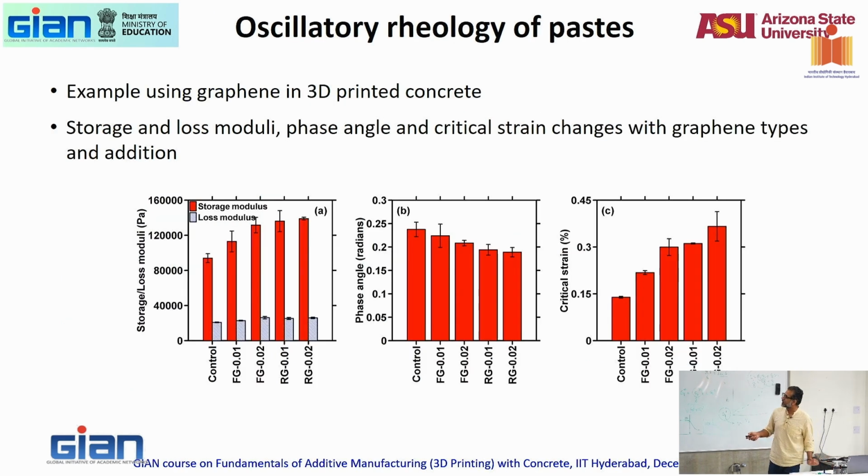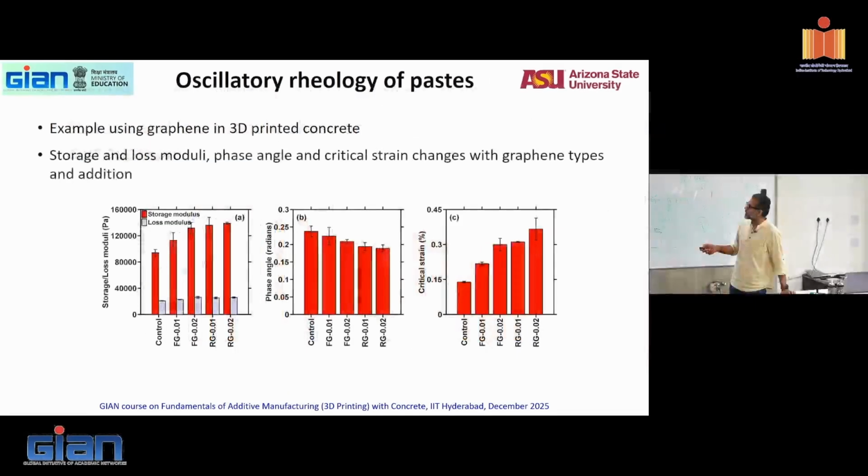Here are a bunch of examples where graphene was used in 3D printed concrete. You can use the storage modulus, G prime, and the loss modulus, G double prime, values here. The phase angle goes down as the material becomes more and more solid. So adding more and more graphene gives more rigidity to the structure. Phase angle goes down, critical strain goes up, because the material behaves more solid. So all these parameters tell you roughly the same thing, but are different ways of measuring it.